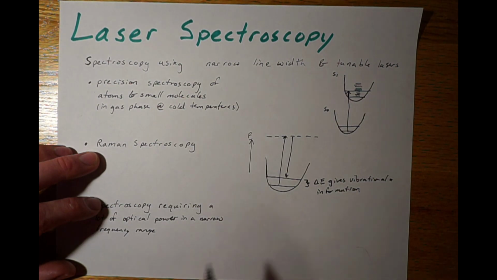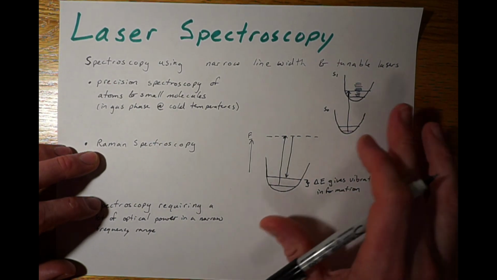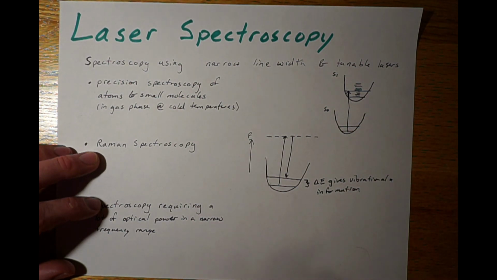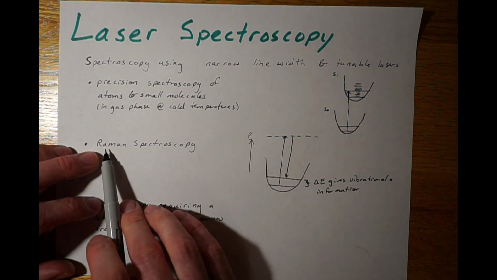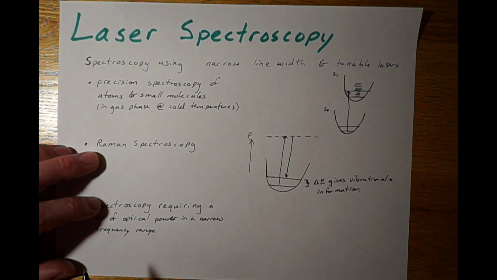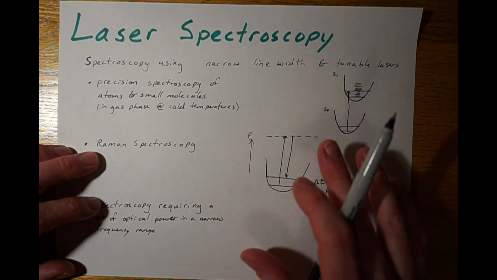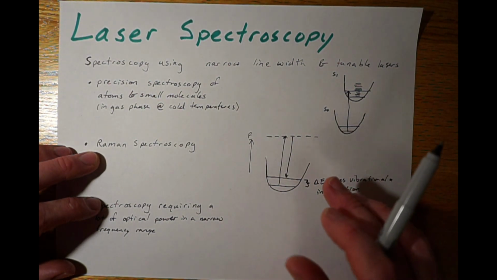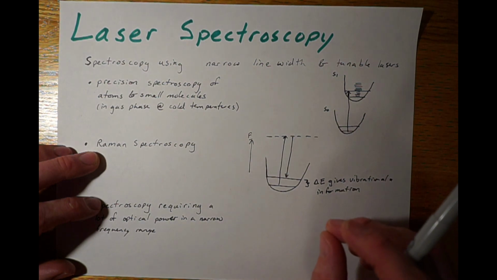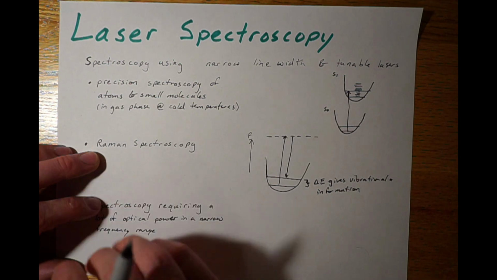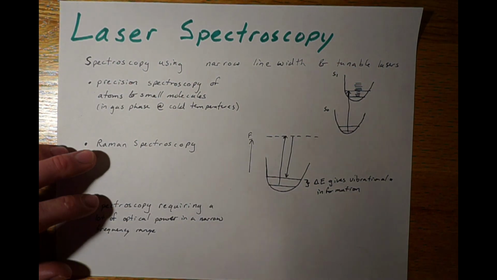And so in order to do that, we're going to need a source that has a very well-defined and narrow line width. Now, it turns out it is technically possible to do Raman spectroscopy with a blackbody source. In fact, Raman, back 100 years ago, who won the Nobel Prize for this, actually performed Raman spectroscopy using filtered light from the sun. That's sort of an extreme case.